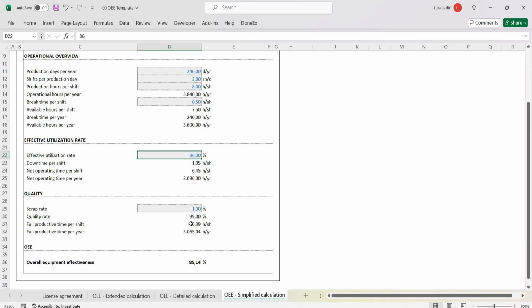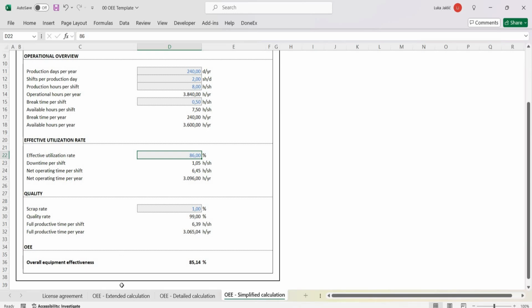With an effective utilization rate of 86% and a quality rate of 99%, the OEE is calculated to be 85.14%. This simplified calculation demonstrates how setting the effective utilization rate at 86% helps streamline the evaluation of equipment effectiveness. By combining availability and performance into one factor and accounting for quality, we obtain a clear and concise measure of how effectively the equipment is being used in production.